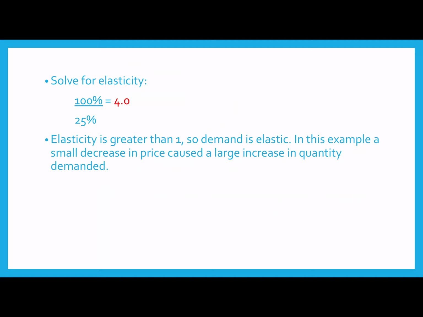Now that we have the percentage changes, we put those into the formula for solving elasticity. So remember, the top is always percentage change in quantity demanded, so in this case 100%. The bottom is always percentage change in price, 25%. 100 divided by 25 is 4. 4 is greater than 1, so demand is elastic. So in this example, a small decrease in price caused a large increase in quantity demanded.